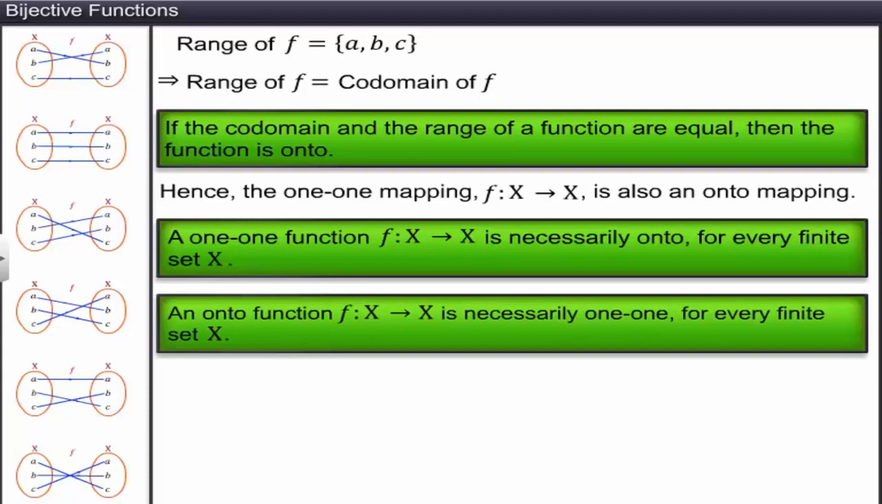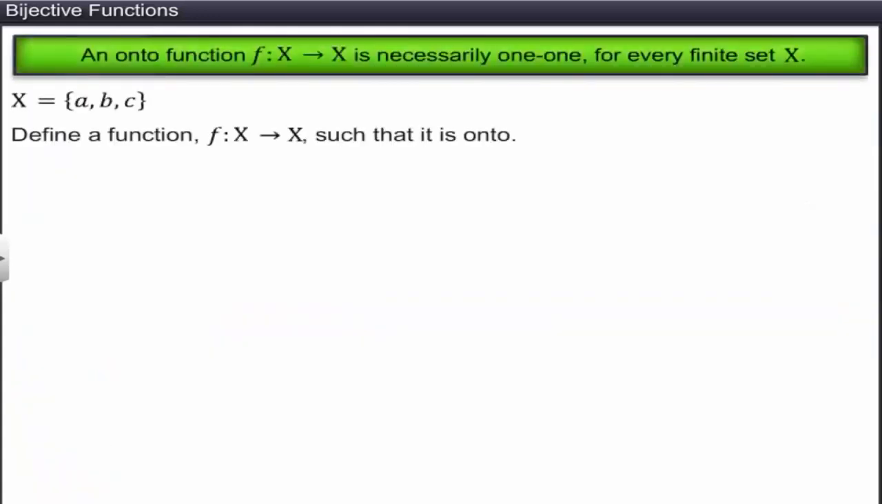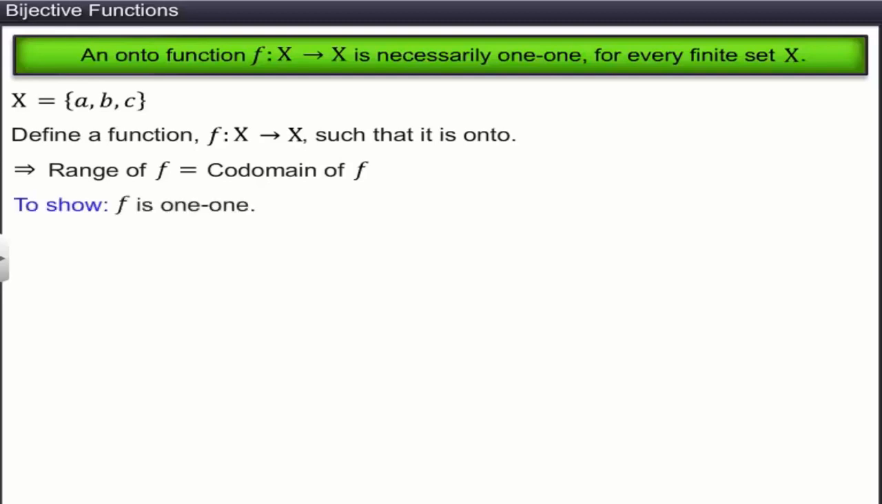Also, an onto function f from X to X is necessarily 1-1 for every finite set X. Let's prove it. Consider the same finite set X and let f be an onto mapping from X to X. This implies the range of f is equal to the codomain of f. We have to show that f is 1-1. Let's begin by supposing that f is not 1-to-1.